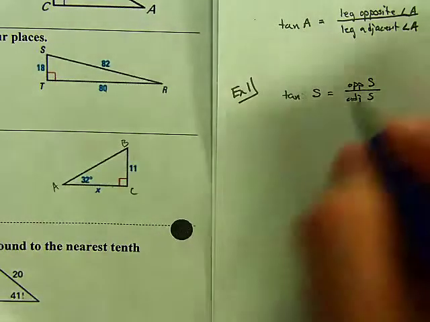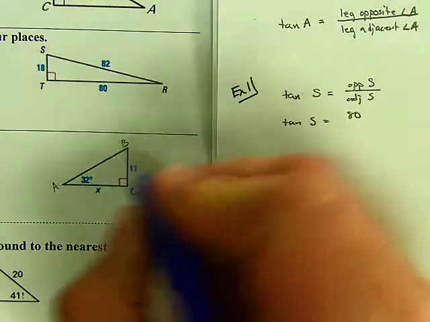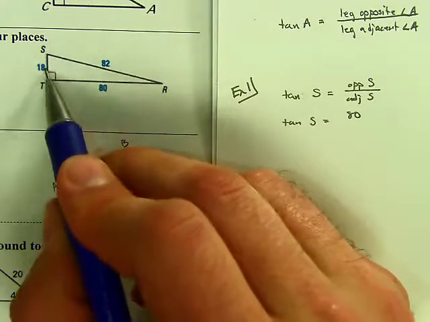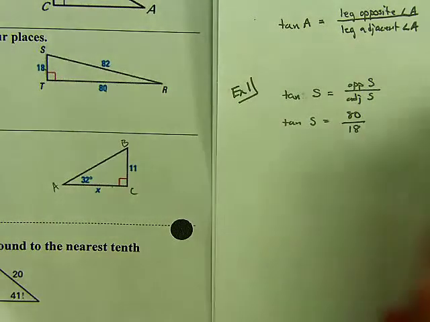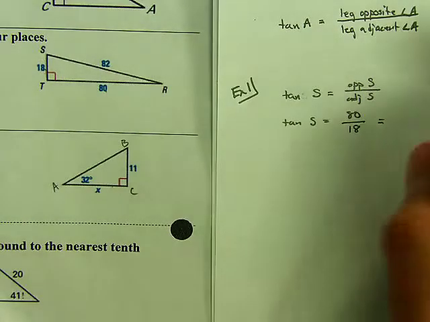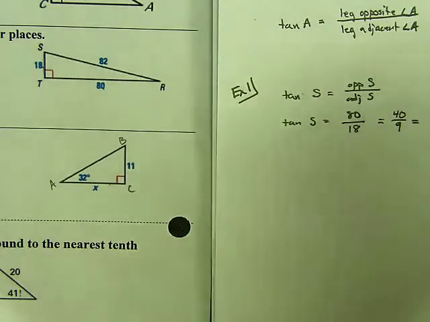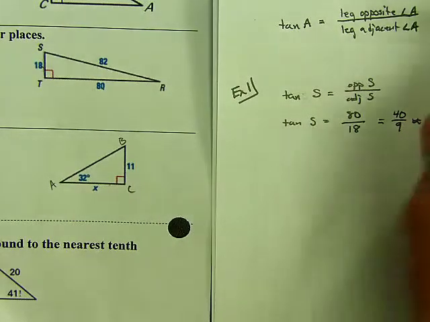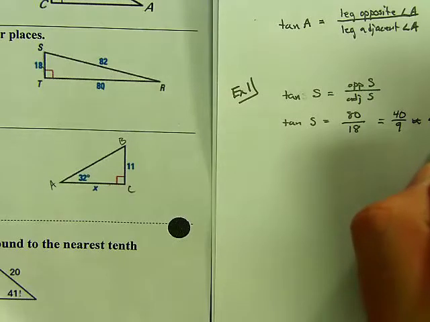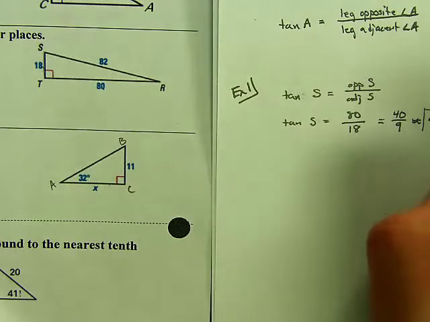Opposite of S is 80. So tangent of S equals 80. Adjacent to S, the one next to it, is 18. So adjacent is 18. If we take this and we reduce it, we can divide it by 2. We get 40 over 9. And then if you put this in your calculator, 40 divided by 9 is approximately 4.4444. Okay, so that's tangent of S.